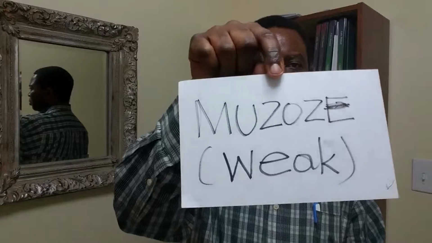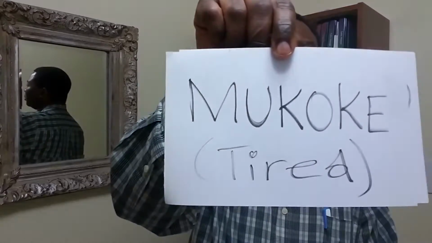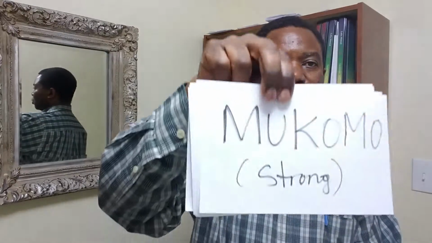And I have a few examples. Hello, you following me? A few examples, for instance, I am weak, I would say. Ndi muzoze. I believe the word muzoze means I am weak. We can say ndi mukoke, which is I am tired. Another one is ndi mukomo, I'm strong.